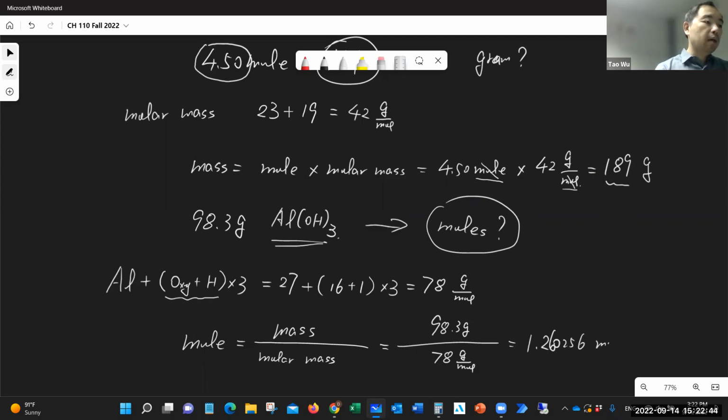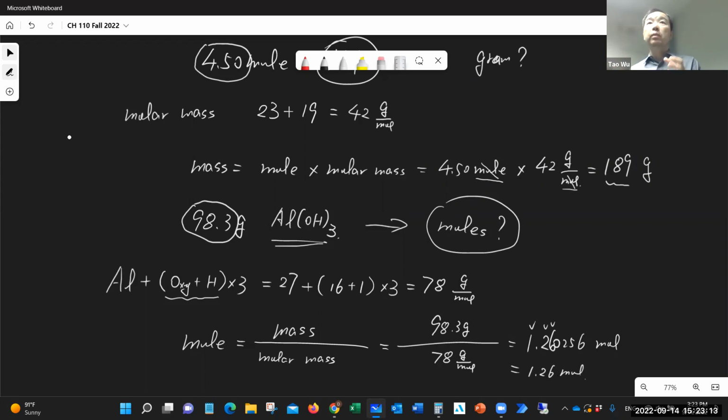And how many numbers we need to keep really depends on the number that the question gives. If the question gives 3 sig fig, then you just look at 1, 2, 3. The next one is a 0. So the answer will be just 1.26 mole. That's it. Okay, so it's not that hard. You just need to carve this information in your mind.